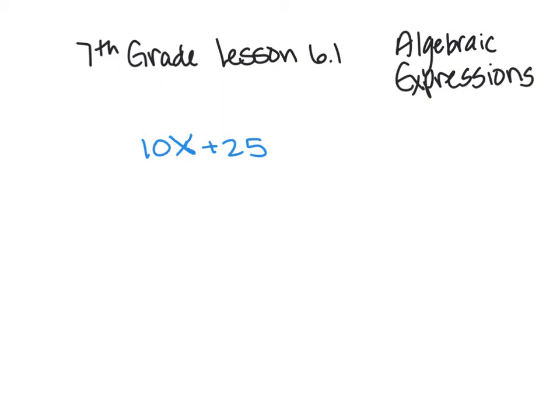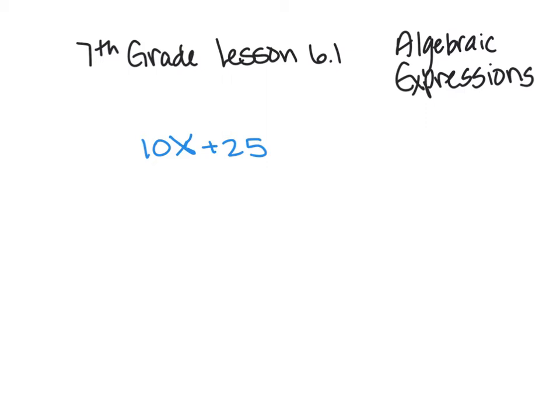So we can't really do anything to solve it right now. We don't have enough information without another piece of information. So it's just kind of there waiting for a little more information. But that's what they mean by algebraic expression: some sort of math expression with at least one unknown value.